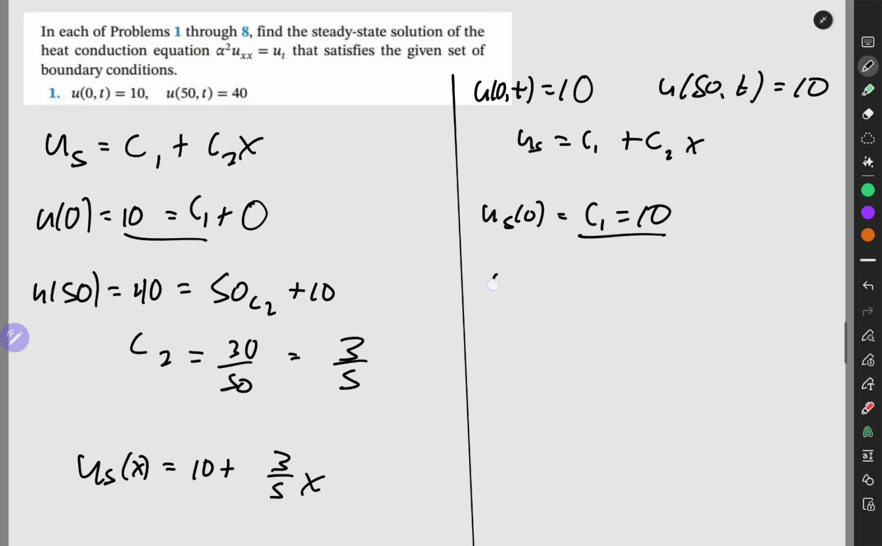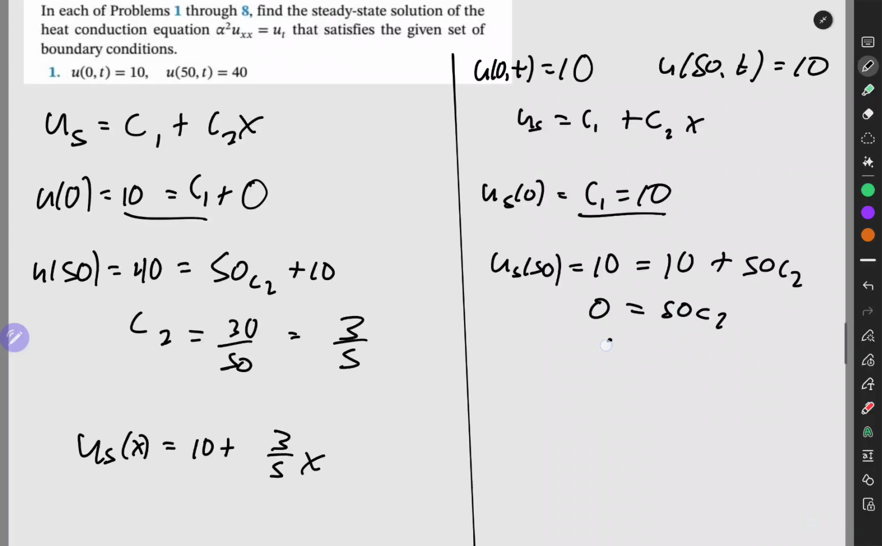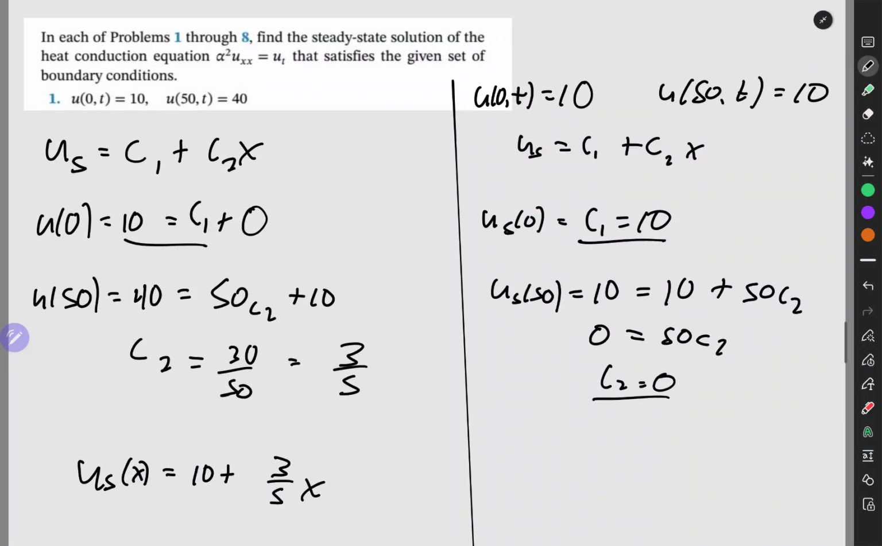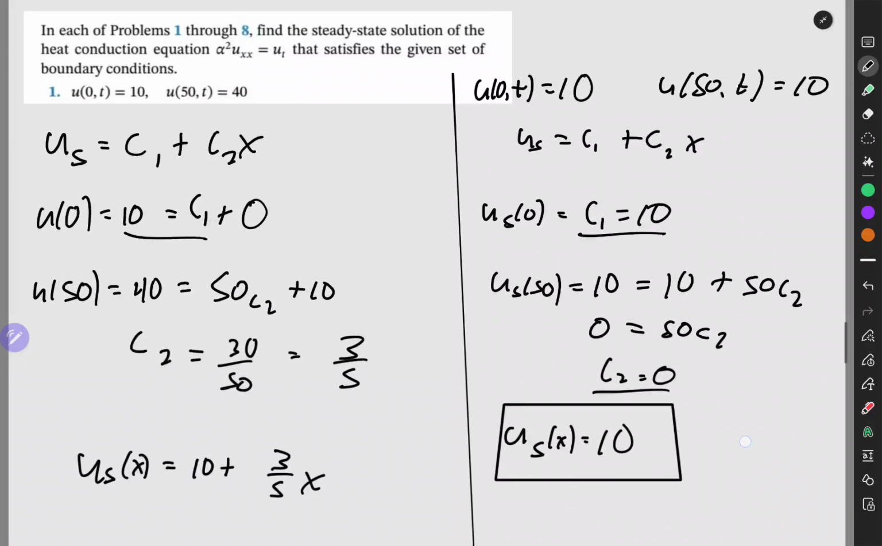C1 is 10. Plus C2x. 0 is equal to 50. C2 equals 0. So steady state's, well, it's not 0, it's going to be 10, right? The steady state solution for this one. It stays at that temperature. It moves towards that temperature, right?